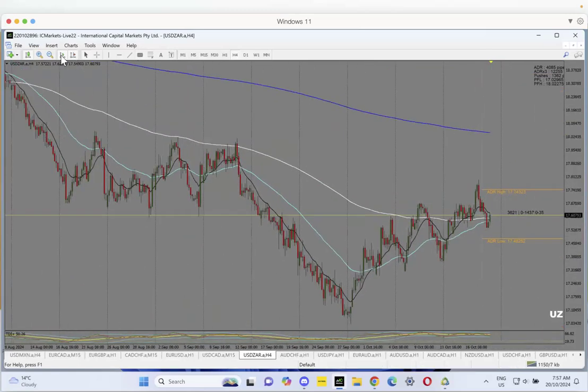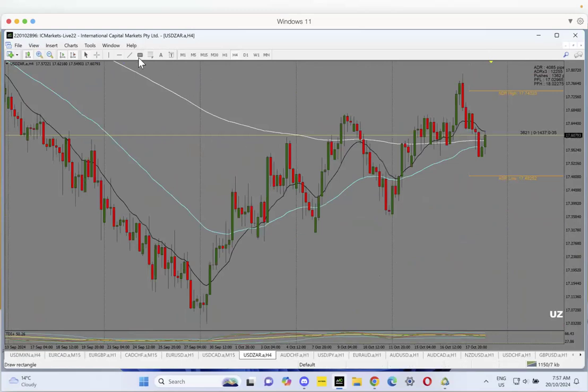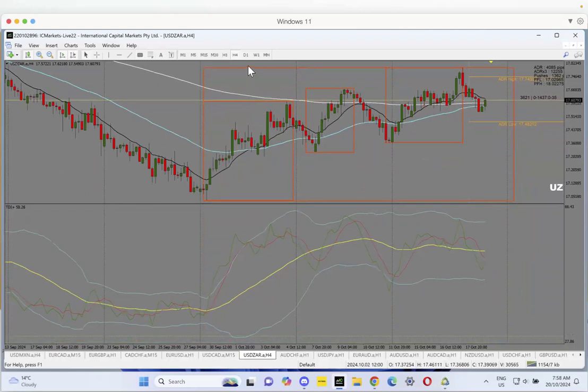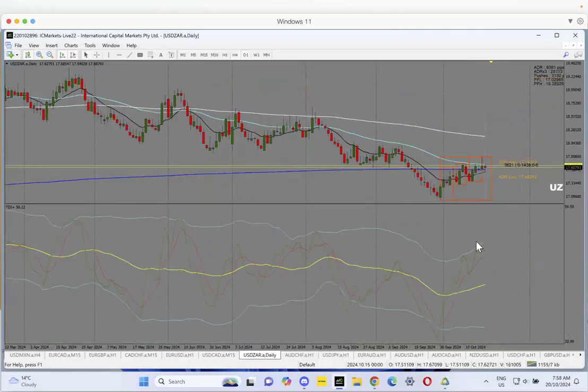Okay. So this is our first. This is our second. And then this is our third, right? This is an assumption. So we're going to correct it when we go to the 1 hour time frame. And we are also assuming that this is our D1 level.